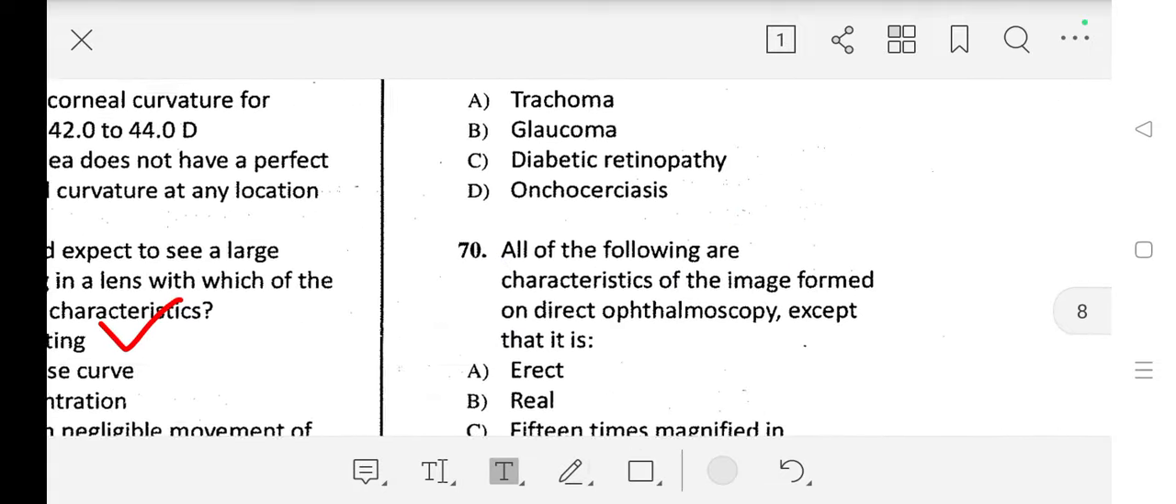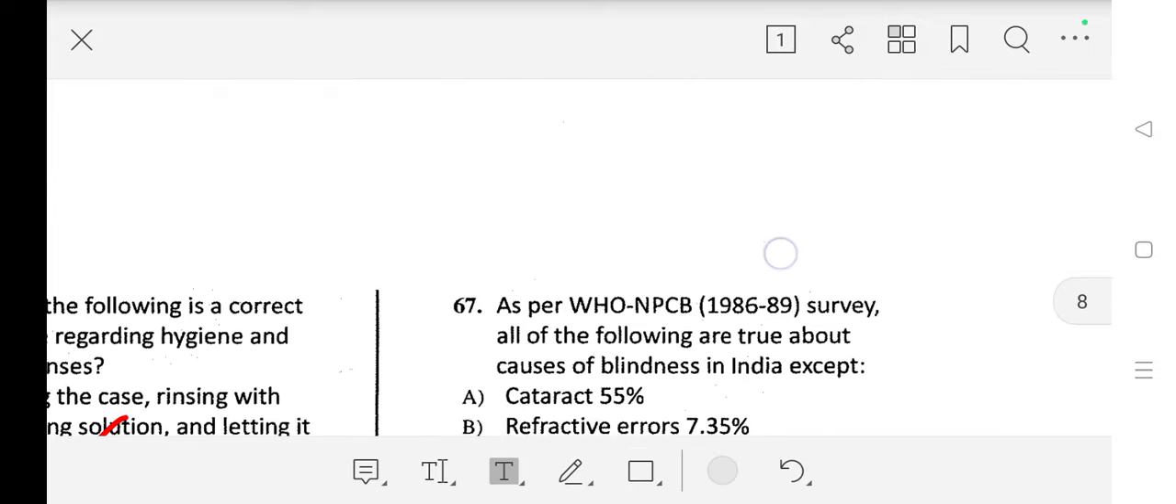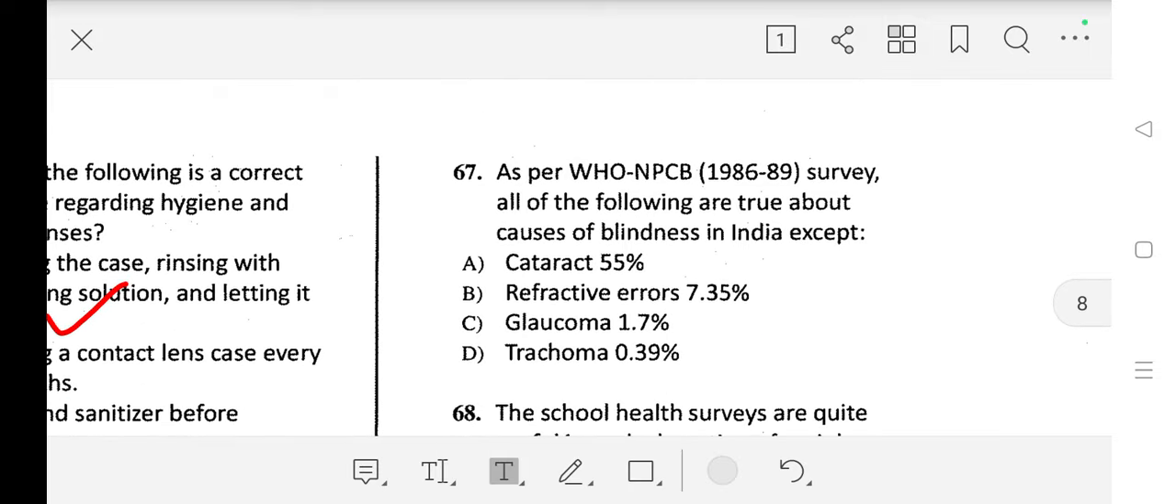Question number 67 is, as per WHO NPCB survey, all of the following are true about cause of blindness in India except: cataract 55%, refractive error 7.35%, glaucoma 1.7%, trachoma 0.39%. Its right answer is A part, cataract 55%.